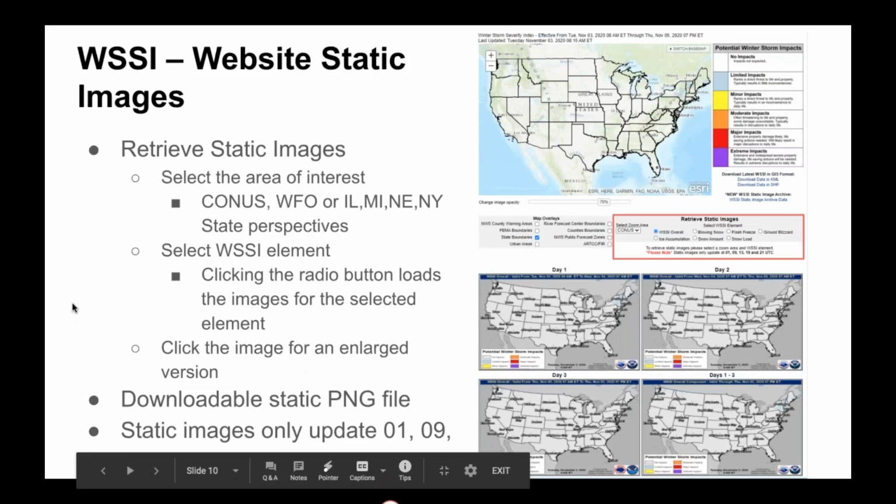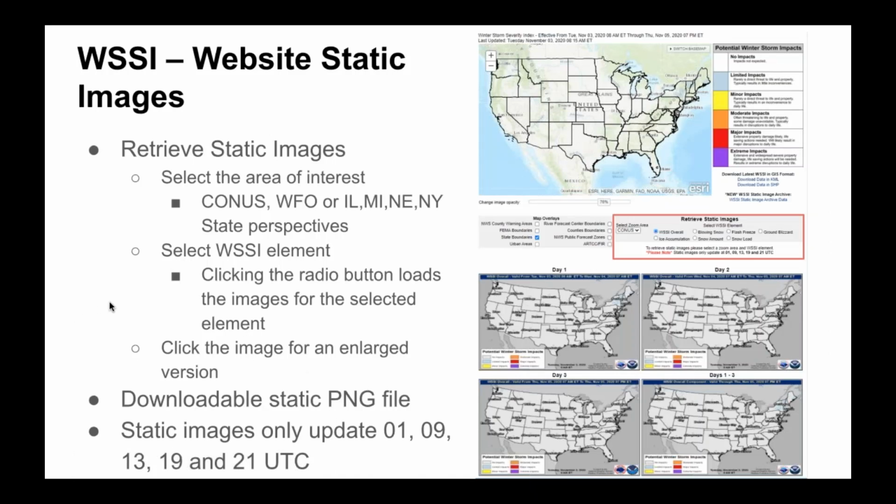So what does this retrieval do for you? You can now easily grab your current, either the CWA or CONUS view, and for a couple of states, we have Illinois, Michigan, New York, and Nebraska state perspectives. You can now just grab those ping images.